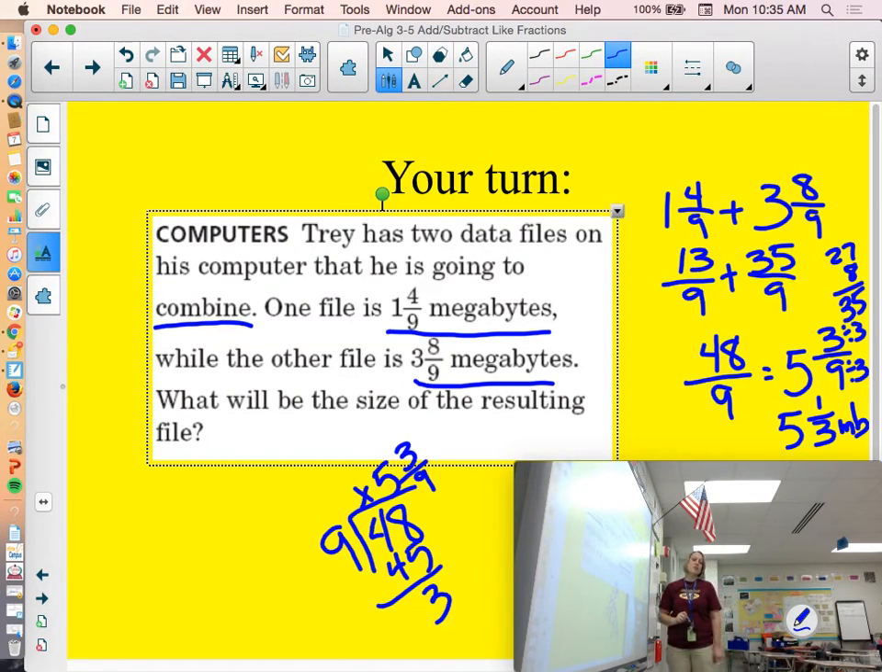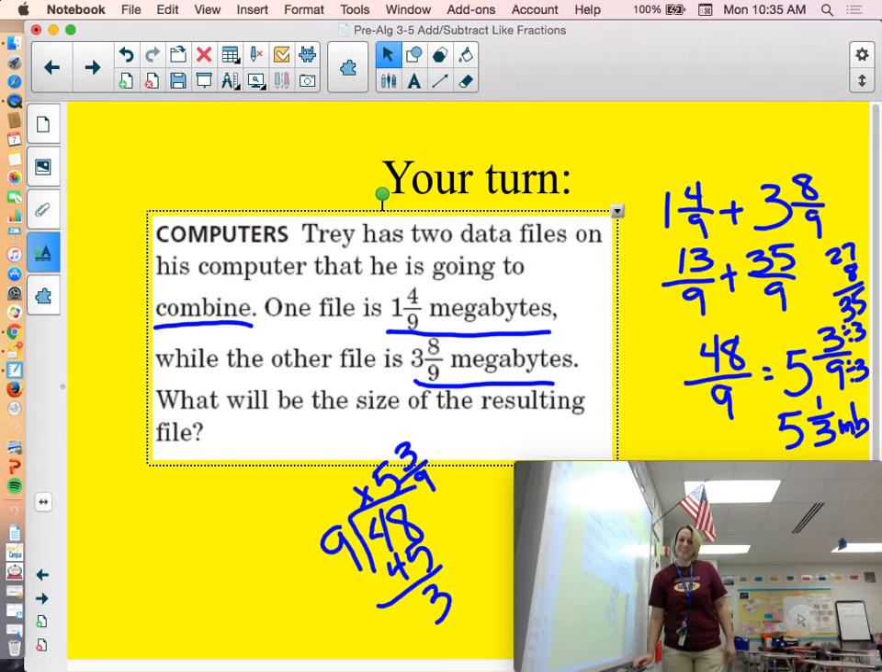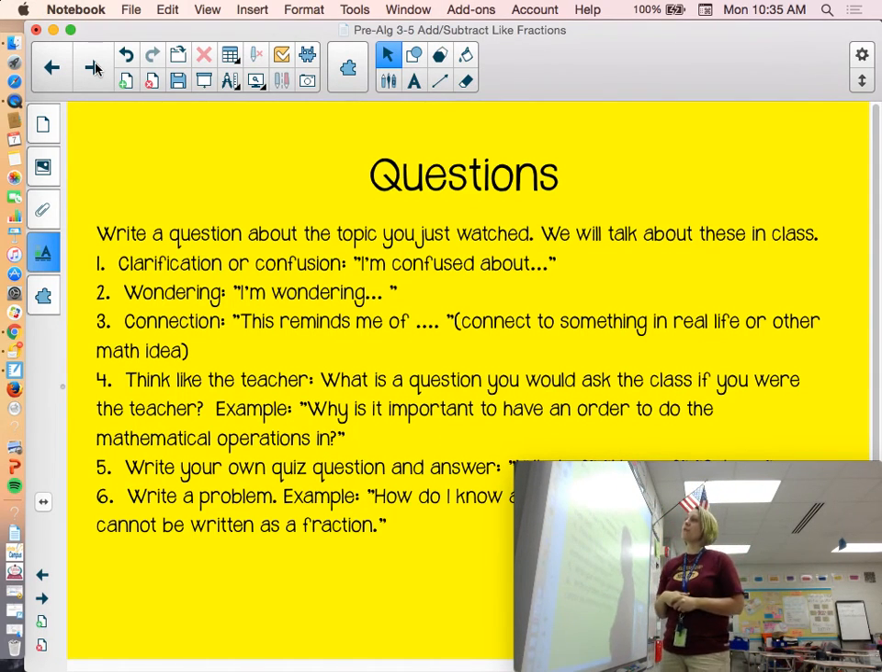Not sure if that abbreviation is right. You can tell me that too in the comments. All right, but it should be 5 1/3 for sure. 5 1/3 megabytes.